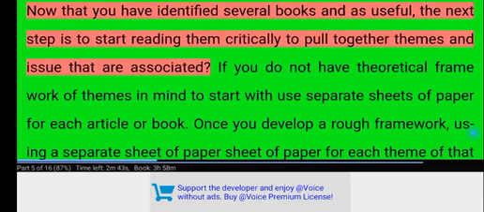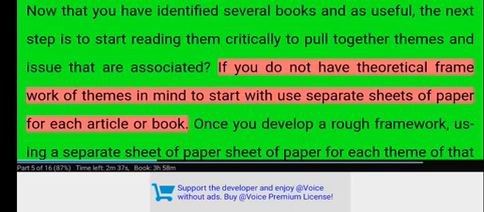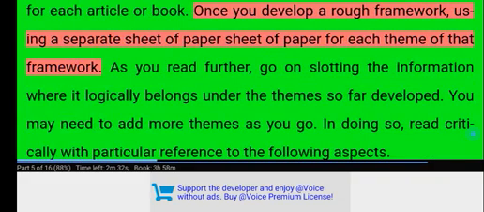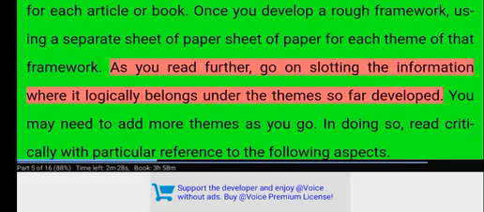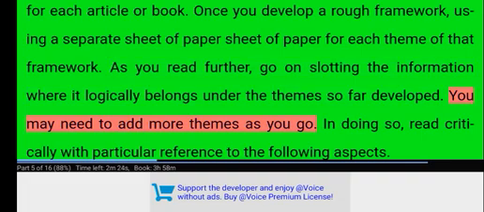Review the literature selected. Now that you have identified several books and journals, the next step is to start reading them critically to pull together themes and issues that are associated. If you do not have a theoretical framework of themes in mind to start with, use separate sheets of paper for each article or book. Once you develop a rough framework, use a separate sheet of paper for each theme of that framework. As you read further, go on slotting the information where it logically belongs under the themes so far developed. You may need to add more themes as you go.